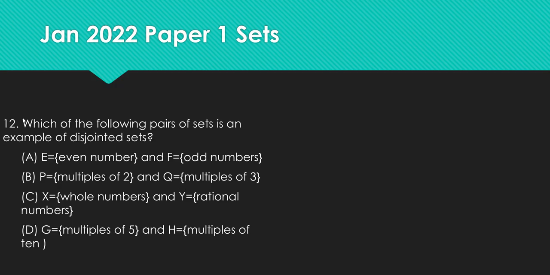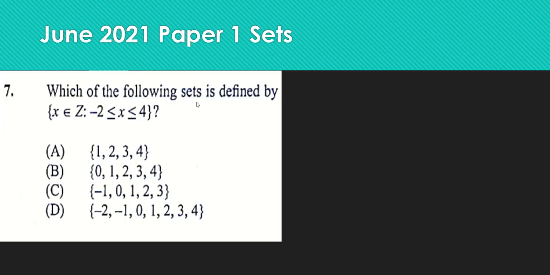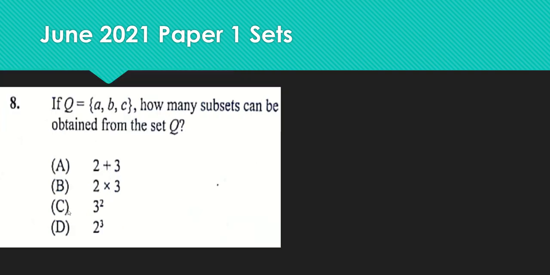Right? Number 12, which of the following pairs of sets is an example of a disjoint set? This is a question that is repeated quite a lot. It's even and odd, right? Which is A. Which of the following sets is defined by this? This is June 2021. We're including negative 2 and 4. The only one that has negative 2 and 4 is D. So the answer is D.